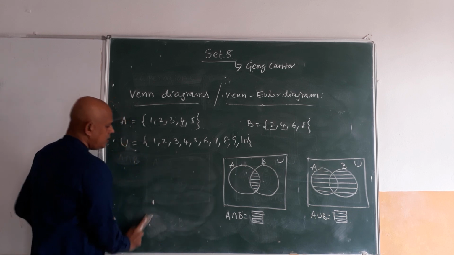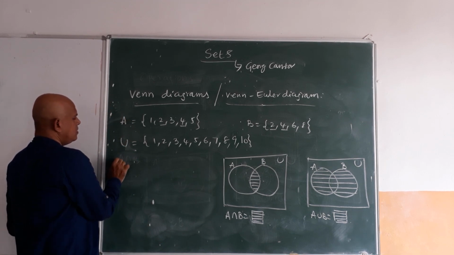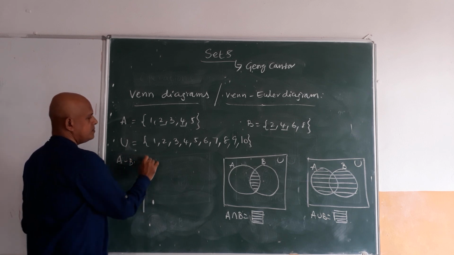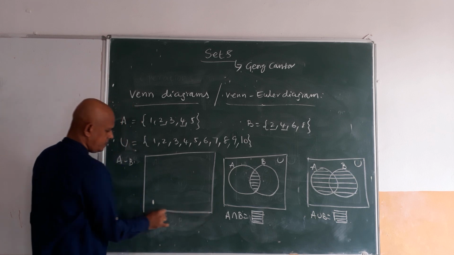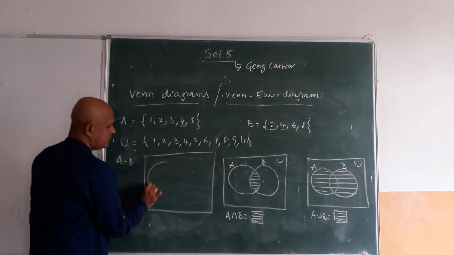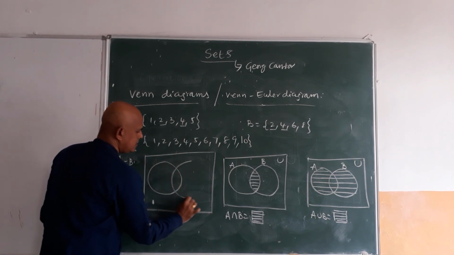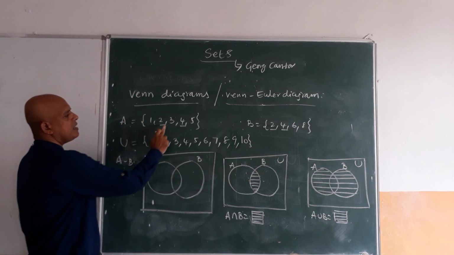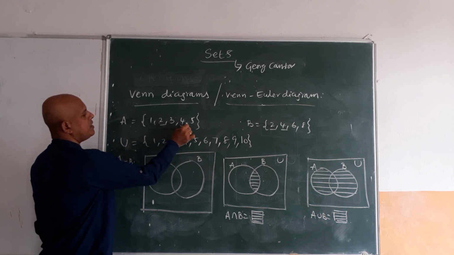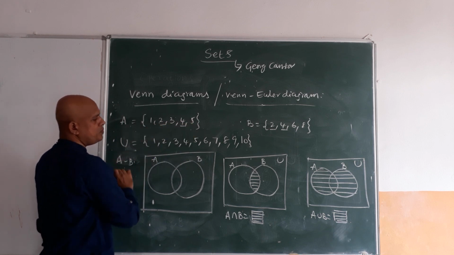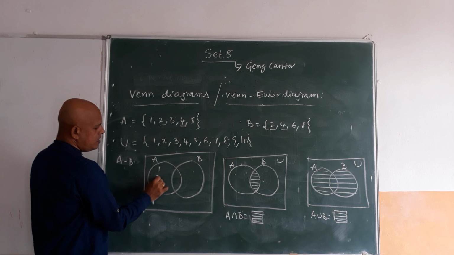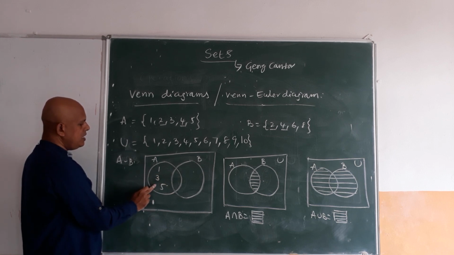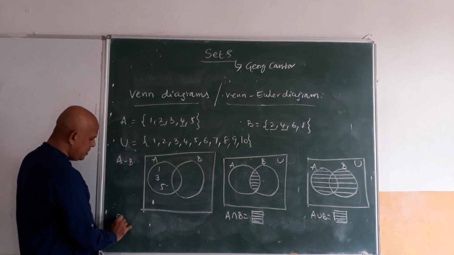Let us go through the Venn diagram. So A minus B. Here this is A and this is B. When you subtract A minus B, the common elements should be subtracted, and what are the elements here? 1, 3, 5 should be written. So here 1, 3, 5. This is A minus B. Suppose you want to take B minus A.